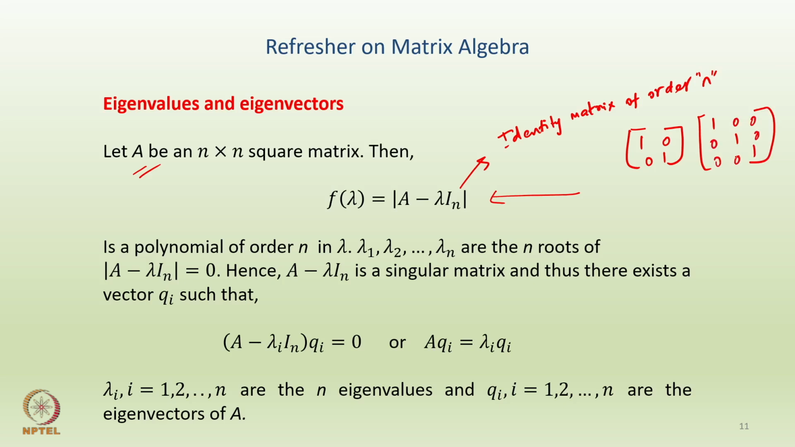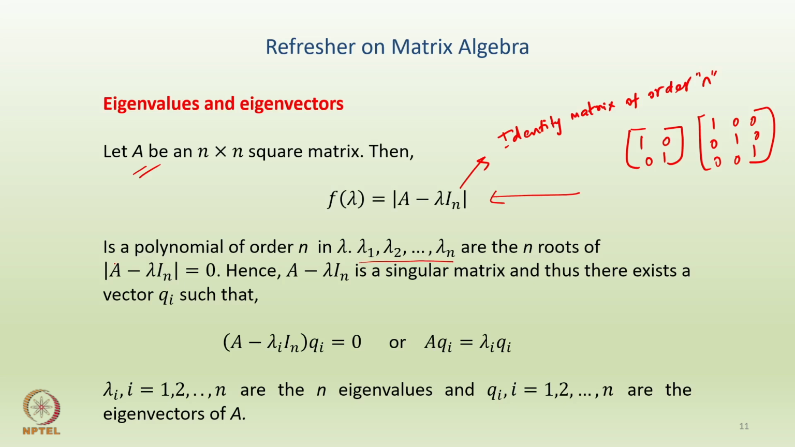So in general, I_n is nothing but an n cross n identity matrix, and using that identity matrix and A, we are creating this polynomial. So f of lambda, the determinant of A minus lambda times I_n, is a polynomial of order n in lambda, of course, right? And lambda 1, lambda 2, lambda 3 up to lambda n are the n roots of this equation, is it?